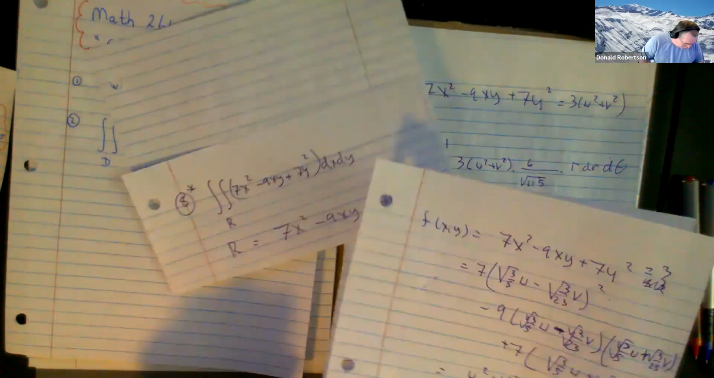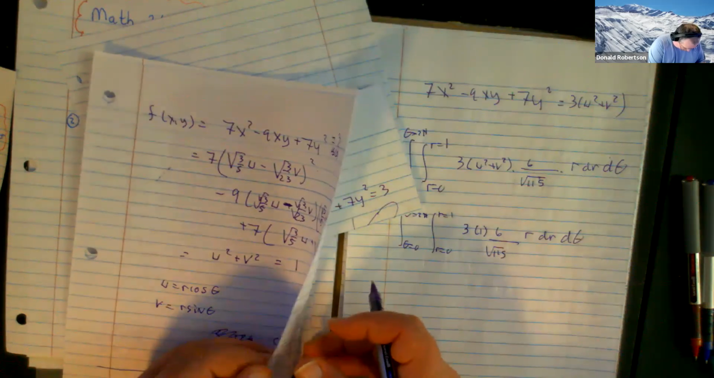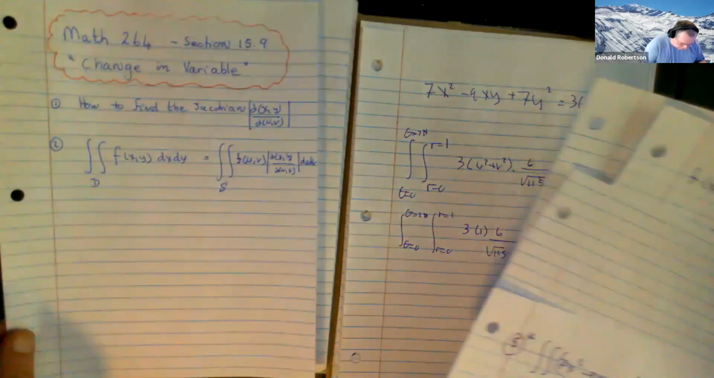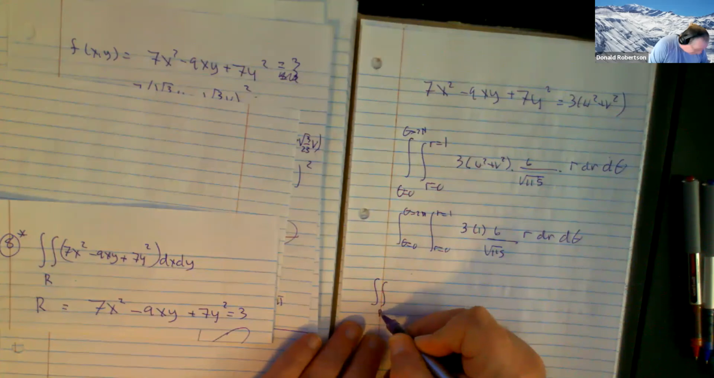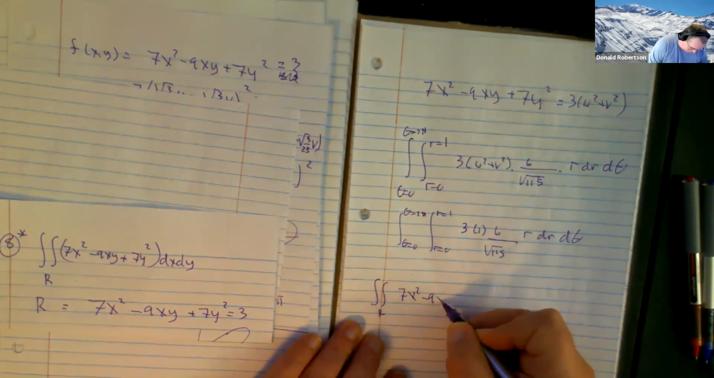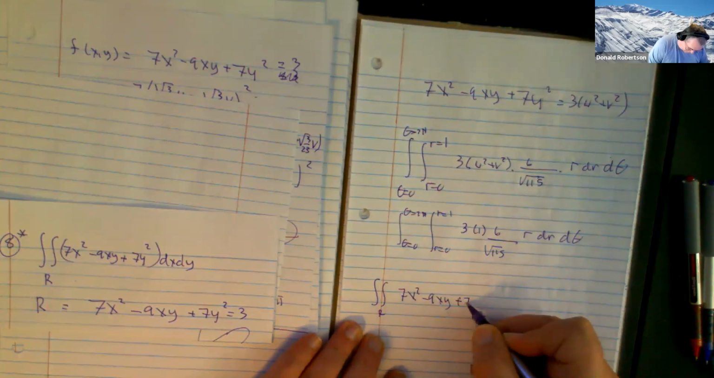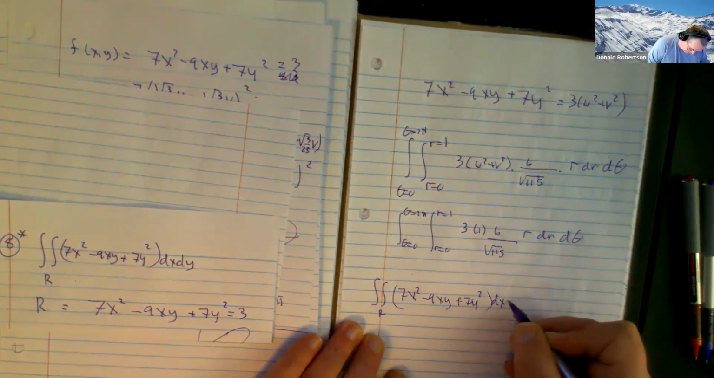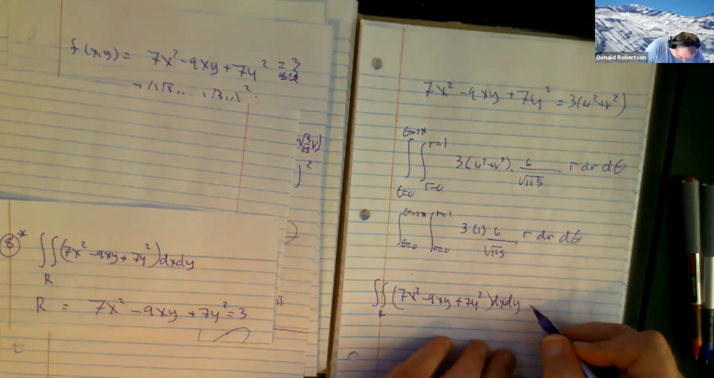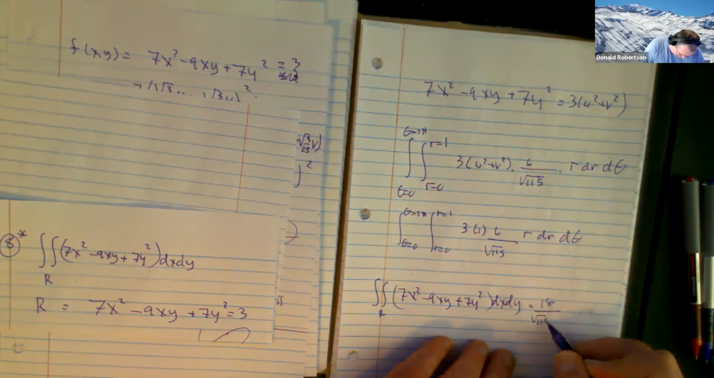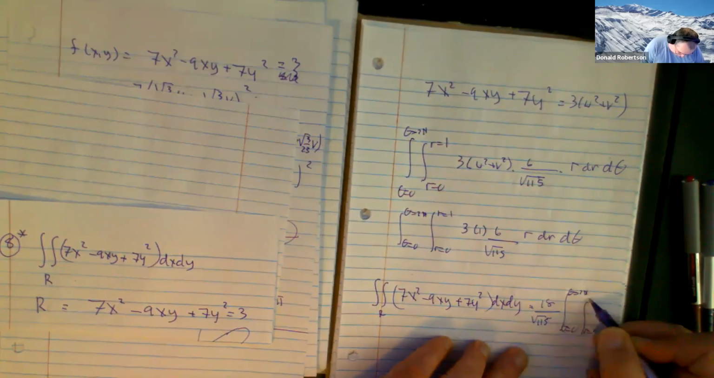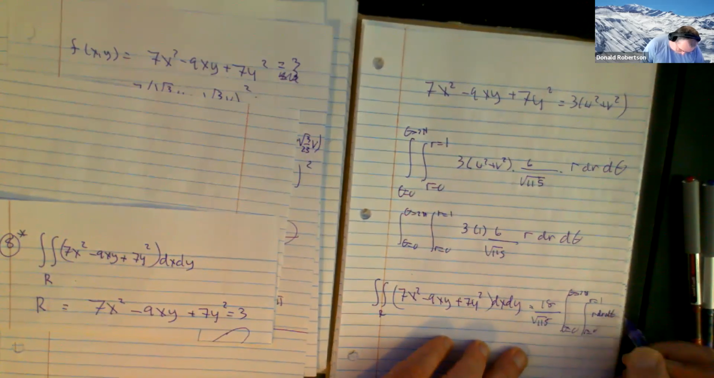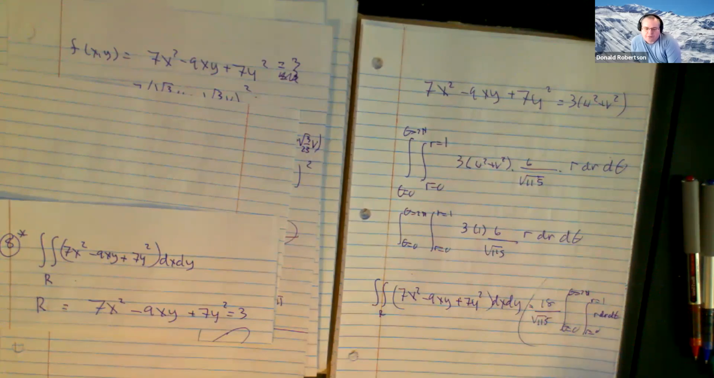So the original integral, which was this guy here, turns into basically 18 over the square root of 115 of an integral from 0 to 2 pi, an integral from r equals 0 to 1 of just r. And that's pretty easy to do.